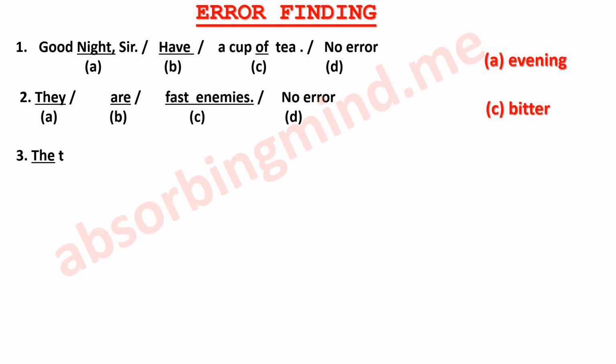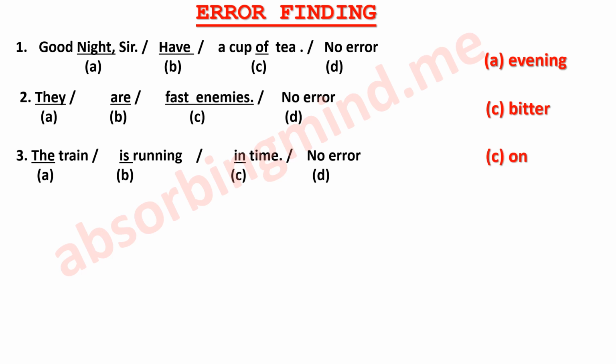The next example is the train is running in time. Again parts A, B, C and D, we have to find the error and we can see that there is an error in part C. The train is running on time. It has to be the preposition on.